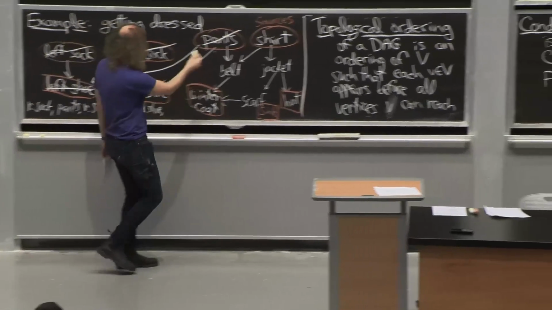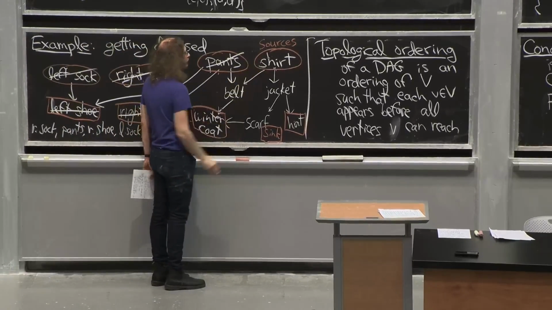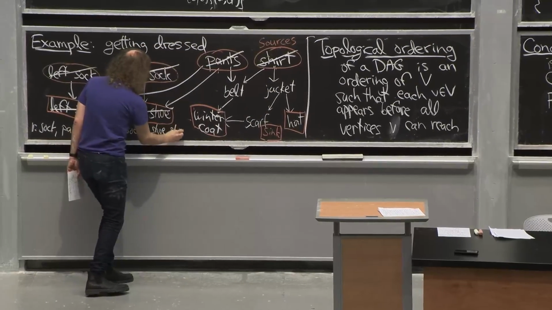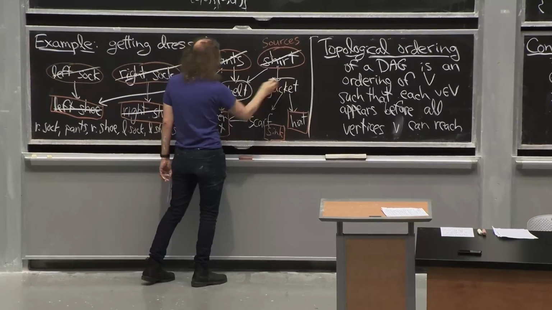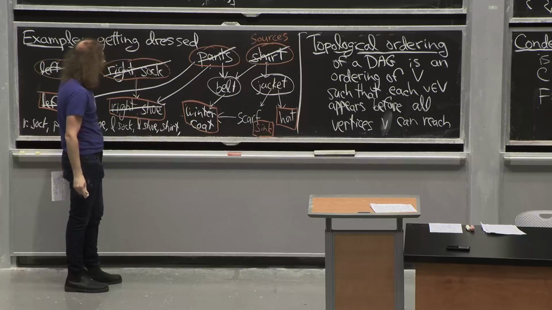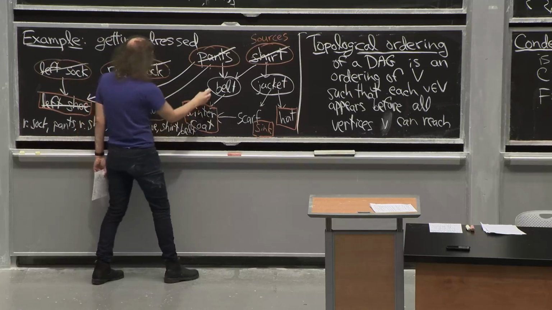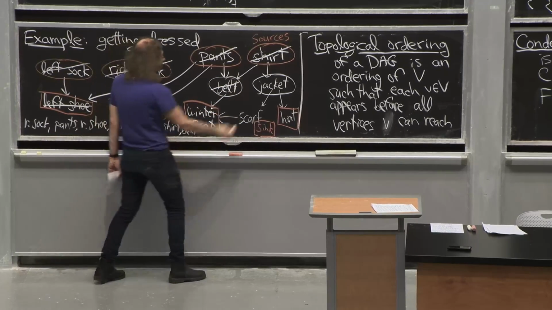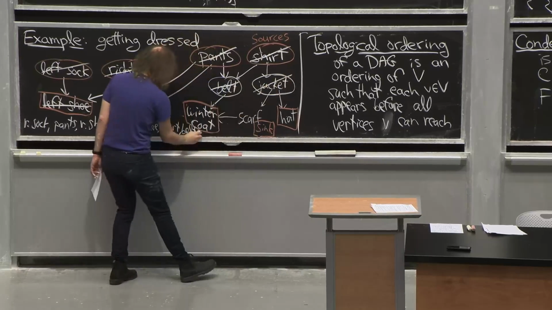Then let's see. At this point, I've eliminated the left half of the graph. The only source is shirt. So I have to do shirt next. I had a lot of choices up till now, but that choice is forced. After I've eliminated these two, this becomes a source, and this becomes a source. So I can choose belt or jacket first. Let's do belt. Still can't do winter coat because I need to do scarf before it. So jacket is the only source at this point. So do that.